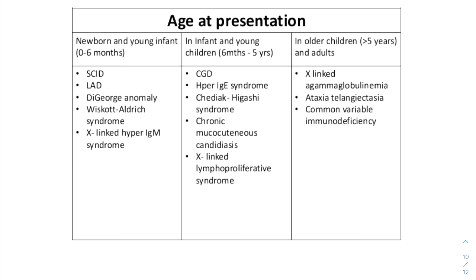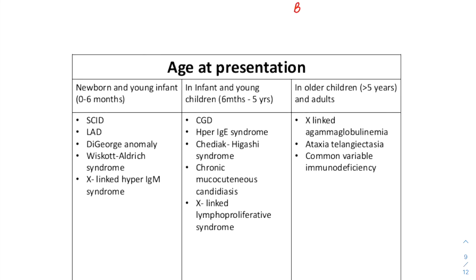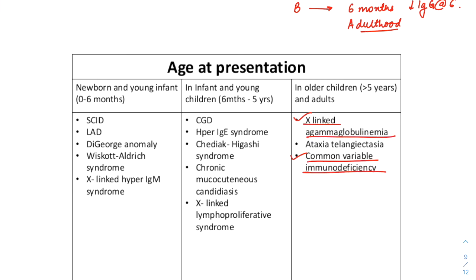So now coming to the age, as I've already discussed, the B cell deficiency or the defects of the humoral immunity usually present at 6 months of age, right? Because there is a decline in the maternal IgG levels at 6 months. Or they can also present in adulthood. Specific diseases, because of sporadic mutations, can present in adulthood. These include X-linked agammaglobulinemia and common variable immunodeficiency. So these are the humoral deficiency disorders that present at more than 5 years of age or can present in adulthood, right?